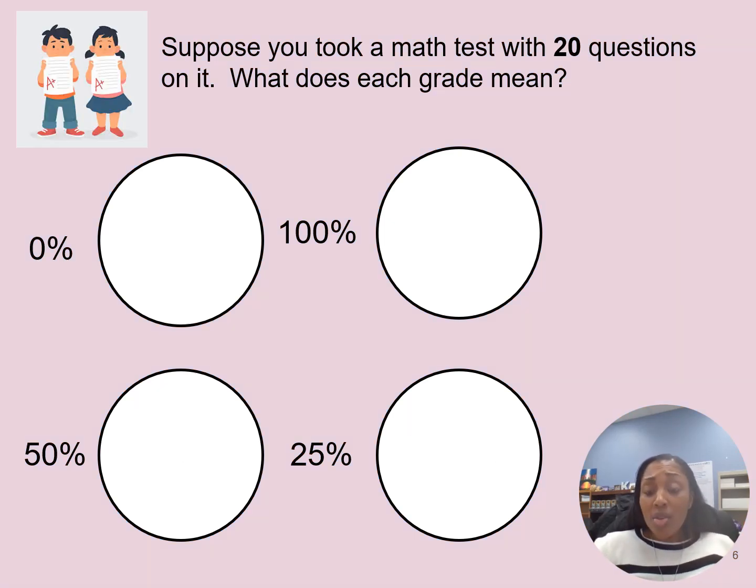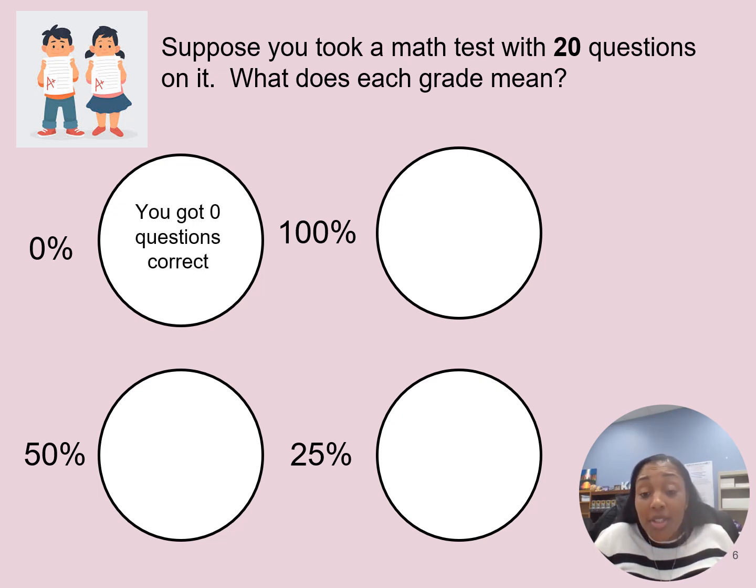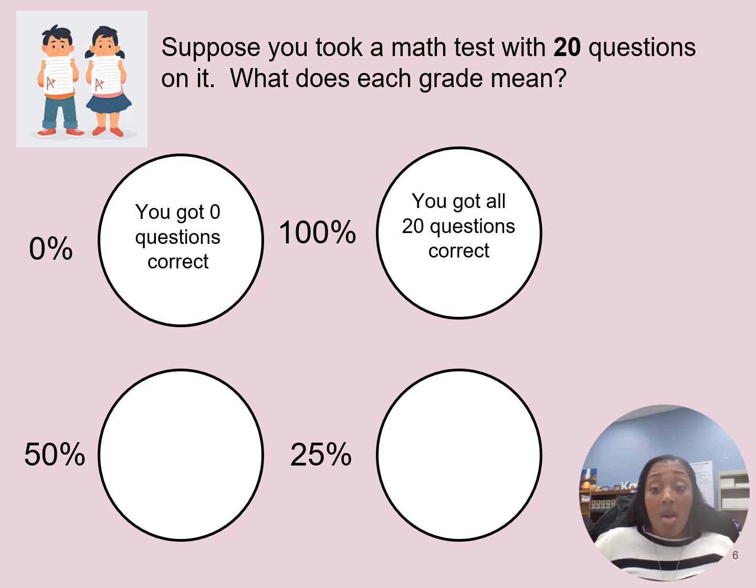So let's say you took a test and this test had 20 questions. It only had 20 questions on it. What does each grade mean? Well, as you guessed it, 0% still means 0. So anytime you're looking for 0% of something, you're basically saying 0, none. 0% always means 0. Then what about the person who got a 100%? They got all 20 questions correct. So 100% means everything, all of it.